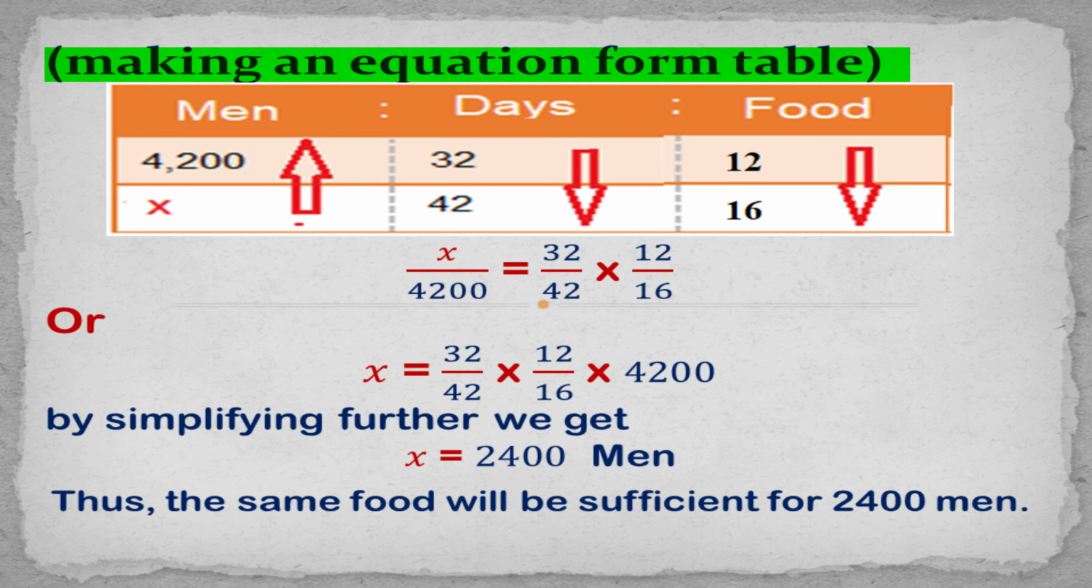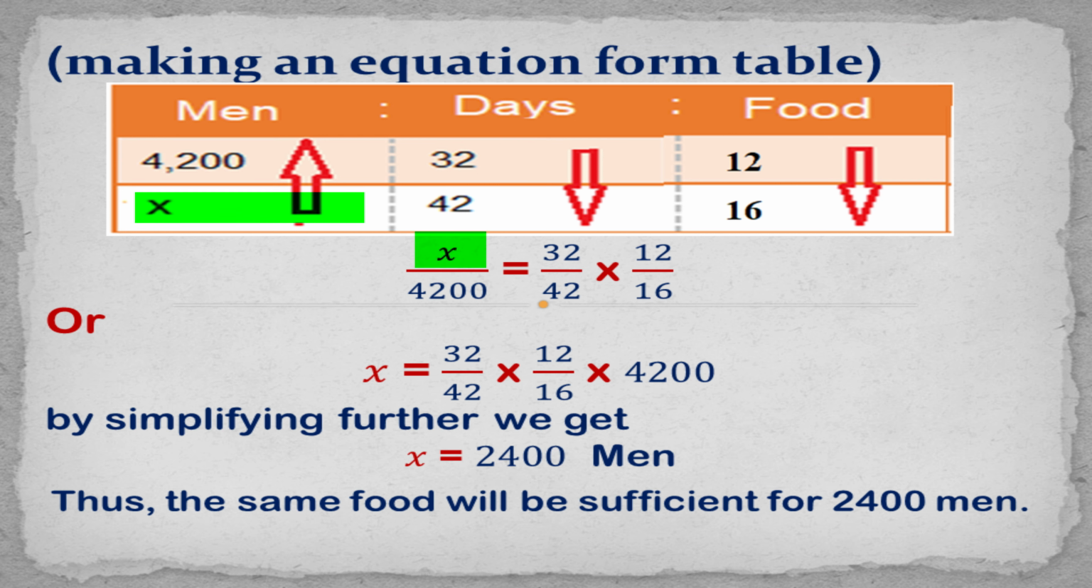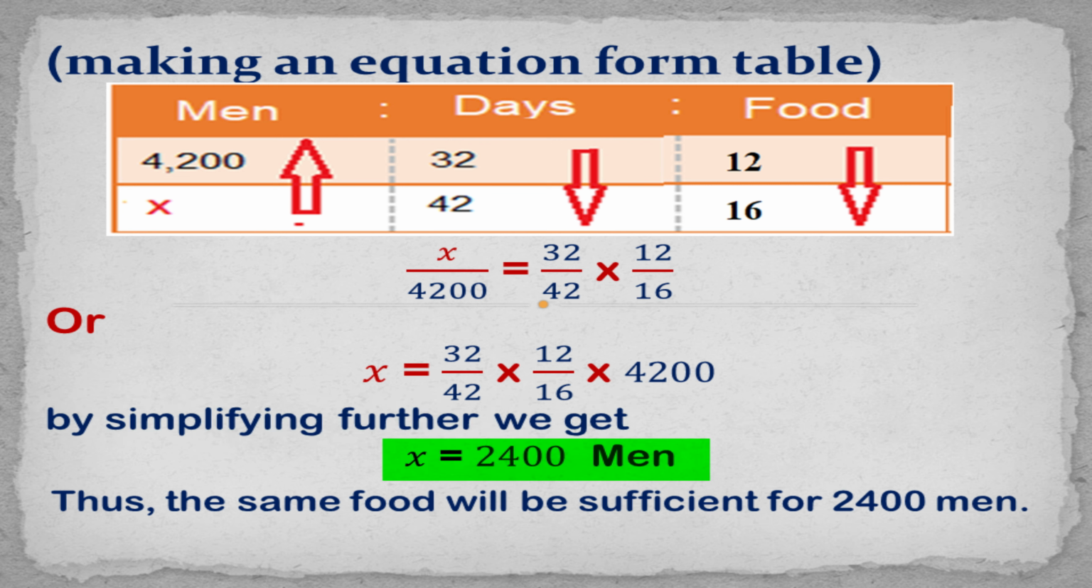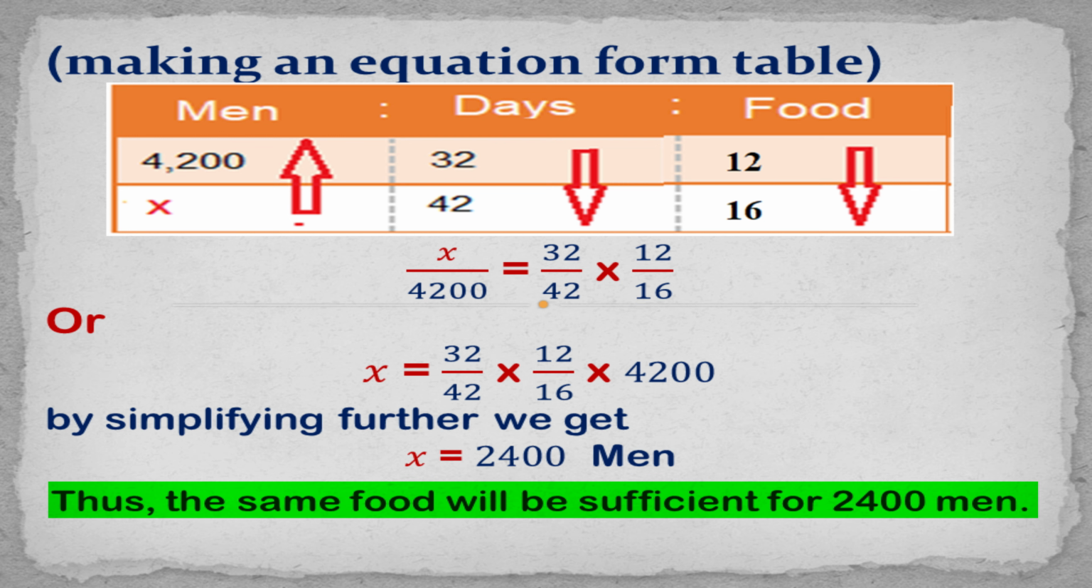In Step 4, making an equation from the table in such a way that the tail of an arrow is a numerator and the head is a denominator. We get x upon 4,200 is equal to 32 upon 42 multiplied by 12 upon 16. By simplifying we get x equals 2,400 men. Thus, the same food will be sufficient for 2,400 men.